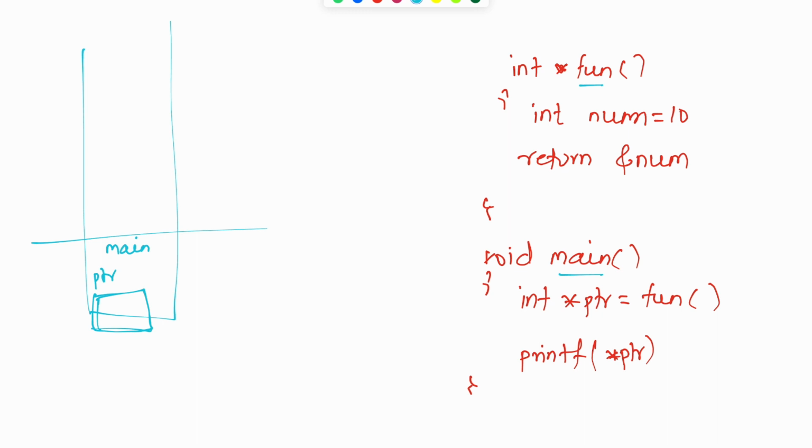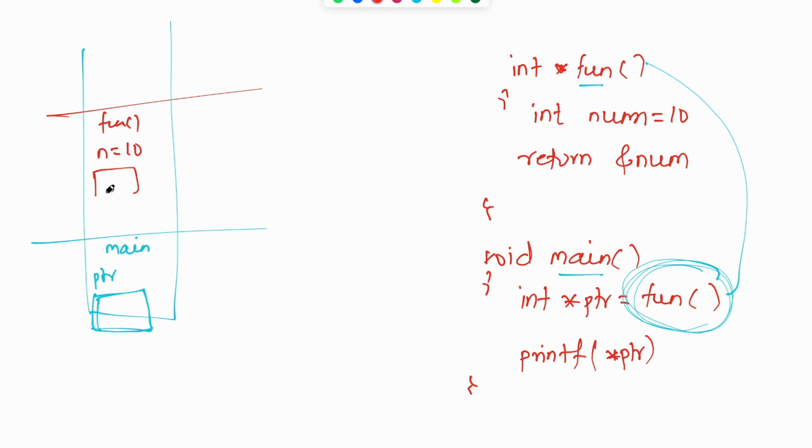Now with the help of this line I'm moving over here, since this is calling the function fun. So fun is called. Here num is equal to 10, and say its address is 1000, and I'm simply returning the address of the num variable. Once I come out of this block, all of this will get erased.